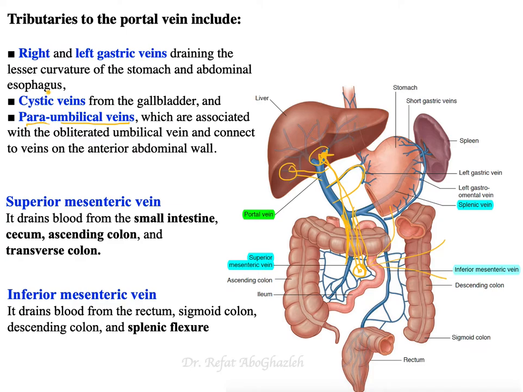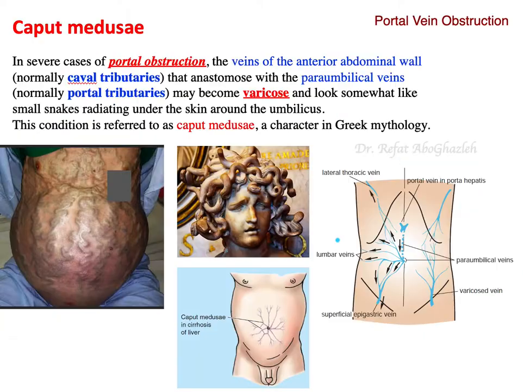And you also have the superior mesenteric vein and the splenic vein. As I mentioned here, let us erase it. So this is the superior mesenteric vein that drains the blood from the duodenum, jejunum, ileum, and cecum, ascending colon, and the right proximal two-thirds of the transverse colon, while the inferior mesenteric vein drains the blood from the splenic flexure, descending colon, sigmoid colon, and the rectum. So this is the inferior mesenteric vein that drains into the splenic vein.